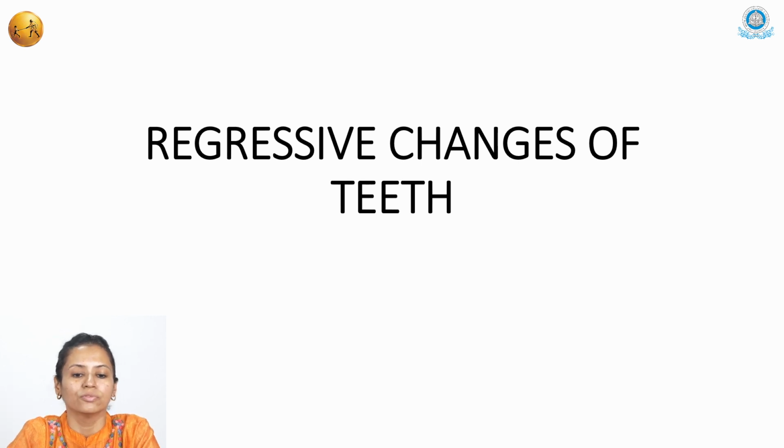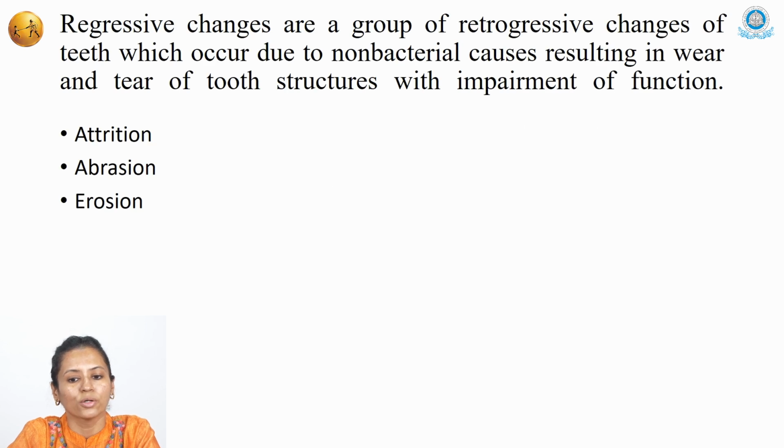By regressive changes, we generally mean a group of changes seen on the dental tissues which occur because of non-bacterial causes, resulting in wear and tear of the tooth structures with impairment of function. So whenever caries is not the basic cause for loss of tooth structure, these changes can be categorized as regressive changes. The most common among these are attrition, abrasion and erosion. These are quite rampantly seen and are very easily clinically noticeable.